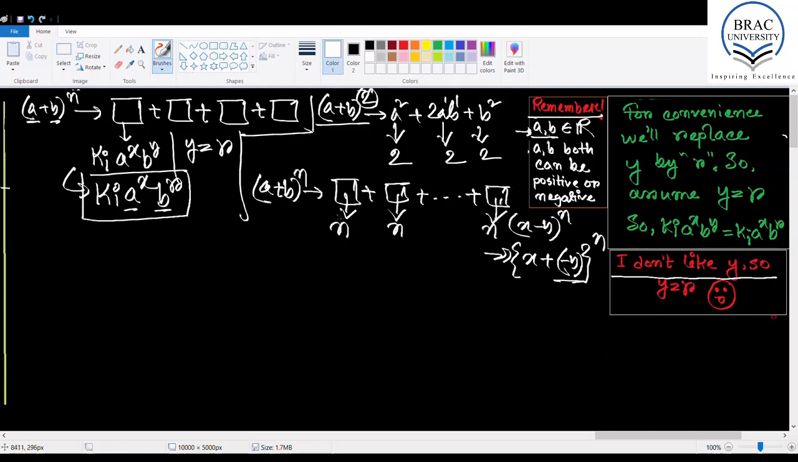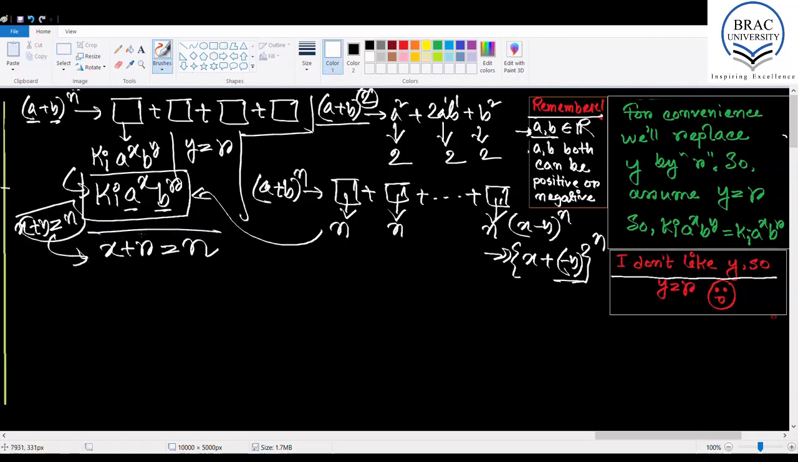So if each of the terms has this kind of form, then the degree will be x plus r, right? That will be equal to n. Remember, we wrote there x plus y equals n. So from this, replacing y by r, we got x plus r equals n. And here, can you say x equals n minus r?